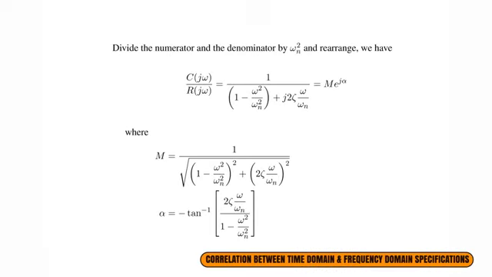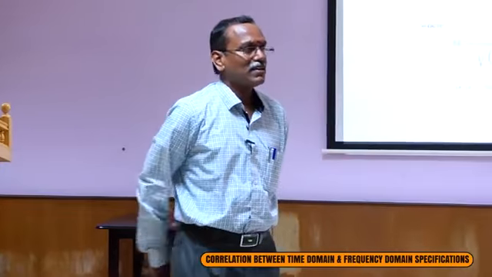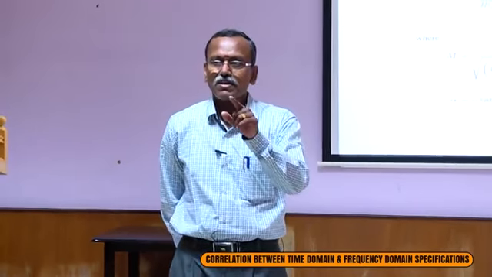We got this. This can be called M e power j alpha. What is this if you write everything in terms of omega and omega n? Is omega n constant or variable?